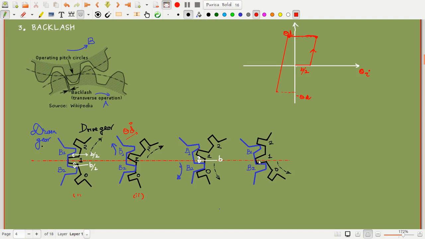Again, when it reaches minus theta d, it has touched here and started rotating in the anti-clockwise direction. The drive gear has rotated in the clockwise direction. So once it again touches this point, if we try to pull the drive gear in the opposite direction, what happens? It has to again move b distance to rotate this in the anti-clockwise direction. So I have to again move b distance forward to rotate it in the anti-clockwise direction.